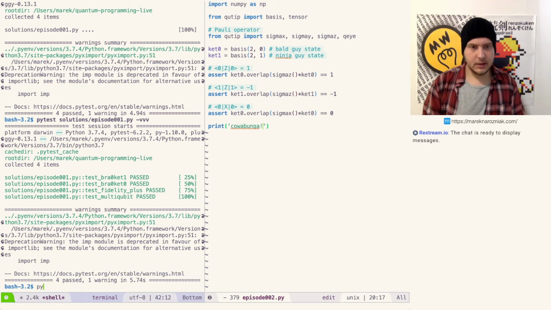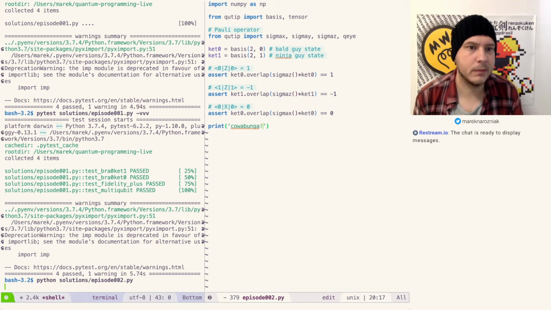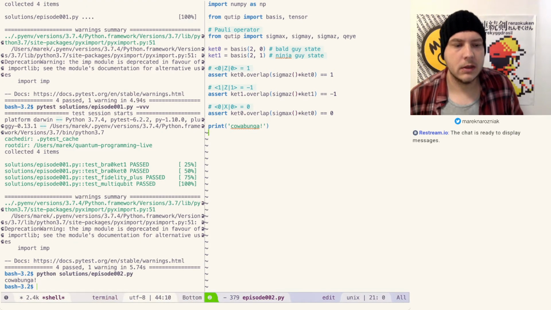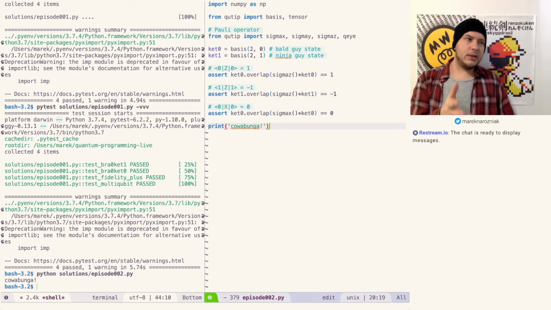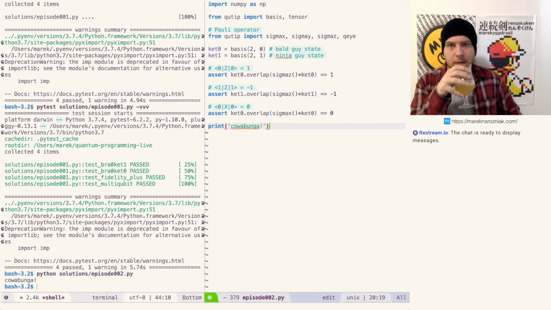Okay, Python Solutions, episode 002, bang, boom. What do we have? We have Cowabunga, great, that's perfect. So we tested the eigenstates. We tested the eigenstates of the Bloch sphere. Not all of them, of course, but some of them, and that's good enough.